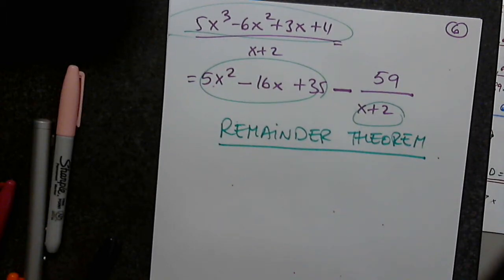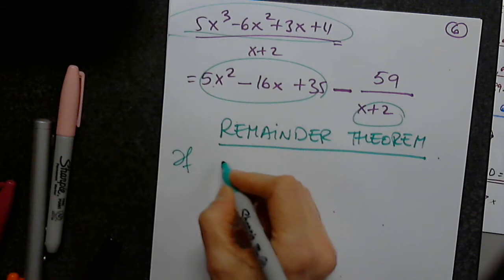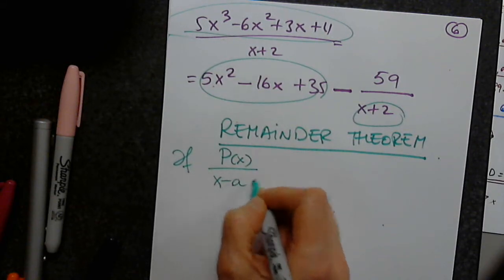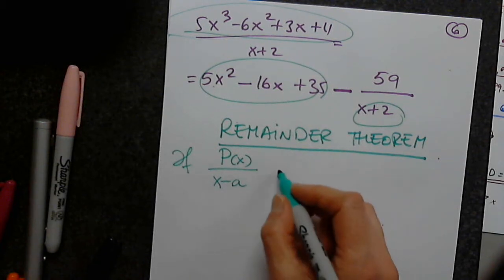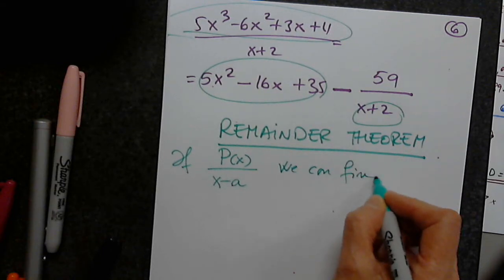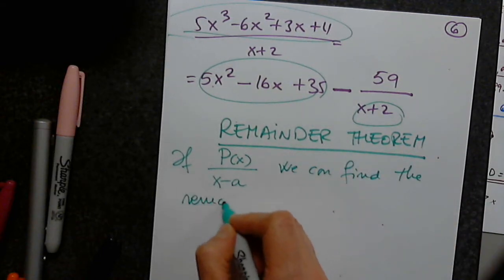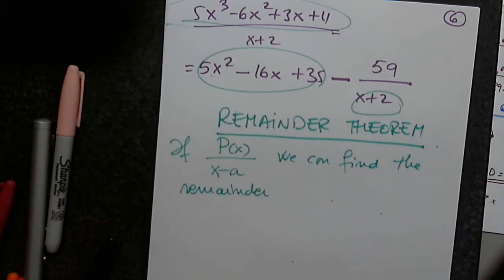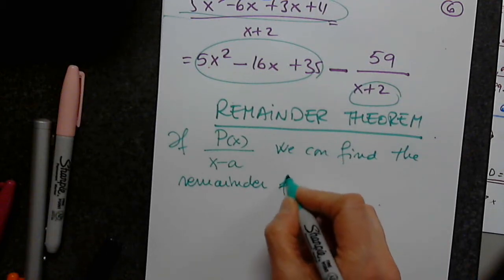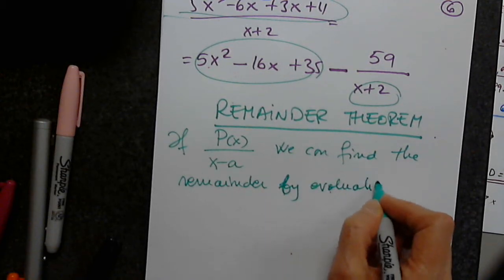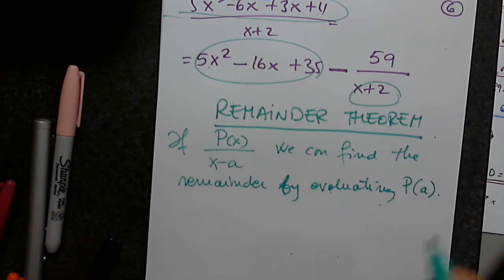Remainder theorem. If I divide a polynomial by x minus a, we can find the remainder by evaluating P of a.